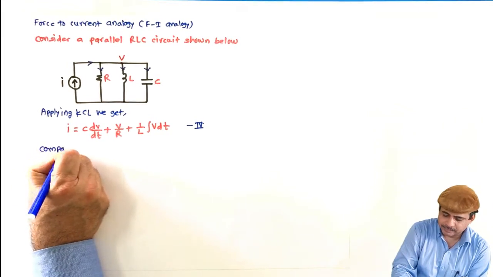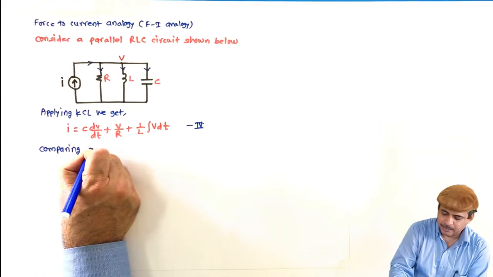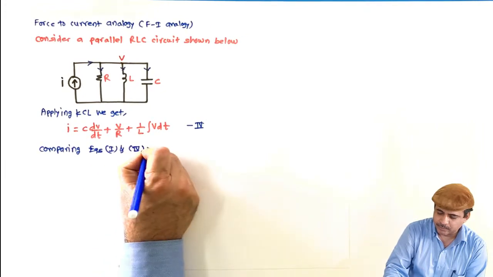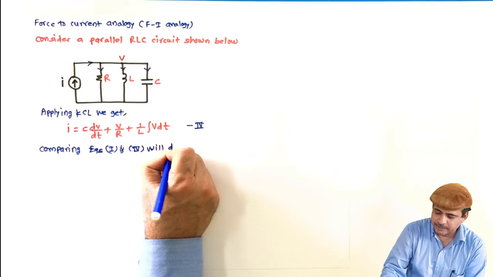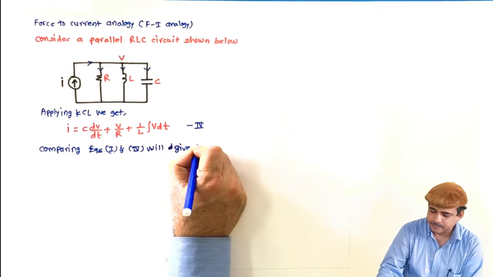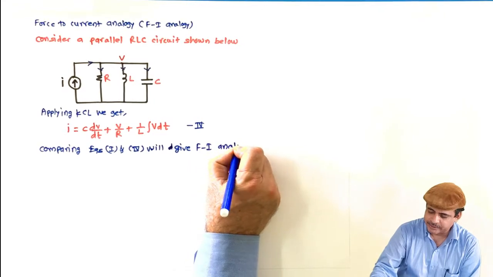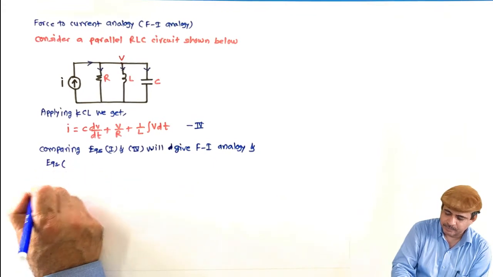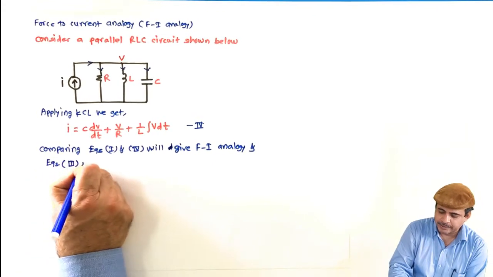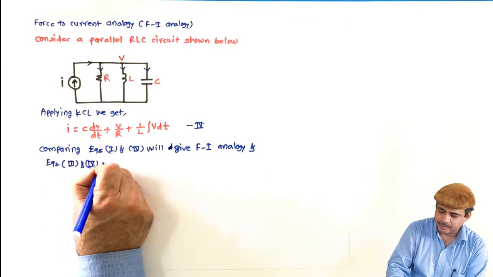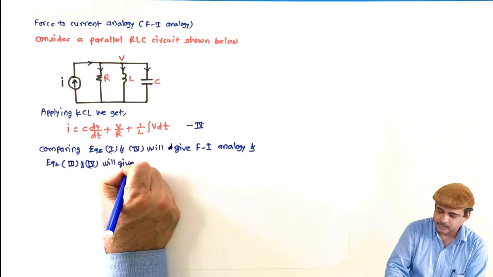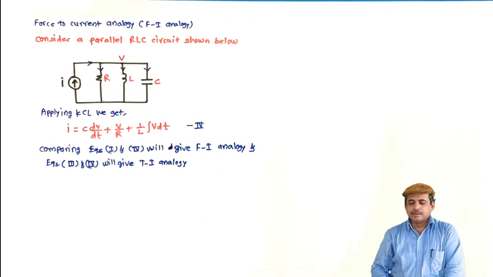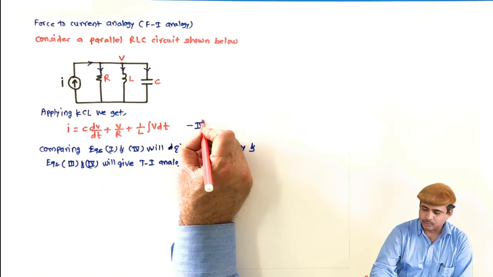Now comparing equations 1 and 4 will give the F to I analogy, and equations 3 and 4 will give the torque to current analogy. Correct? But no, this will not give it.